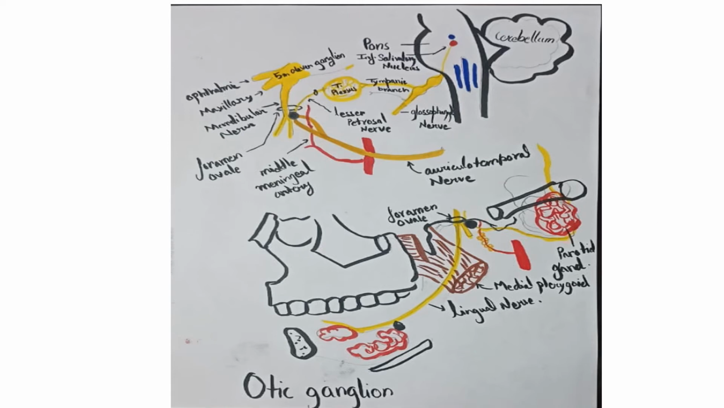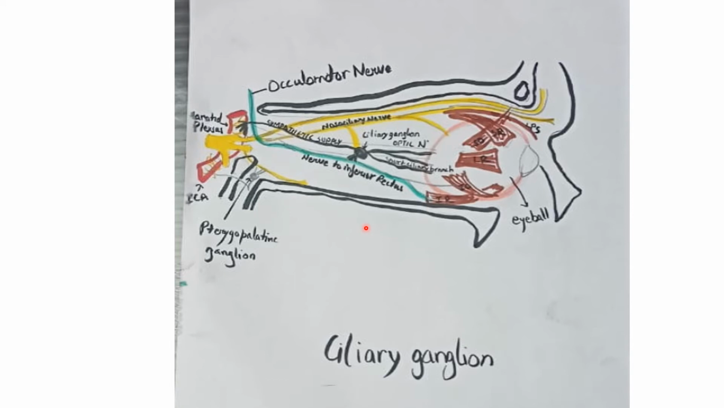Let's move to the next ganglion. The third ganglion is the ciliary ganglion. This is your ciliary ganglion. I hope you can appreciate. Let's just figure out the diagram first.